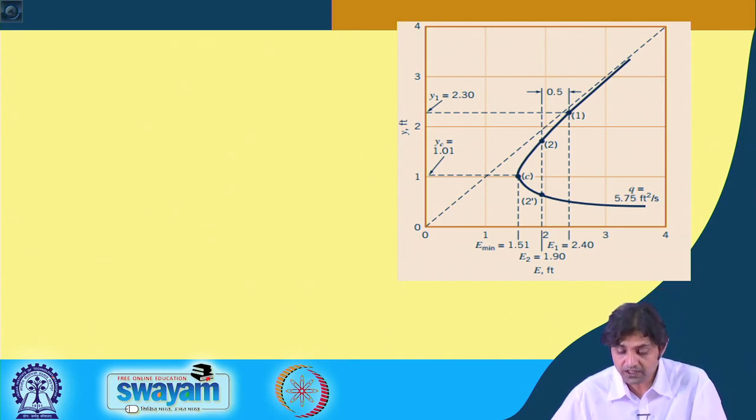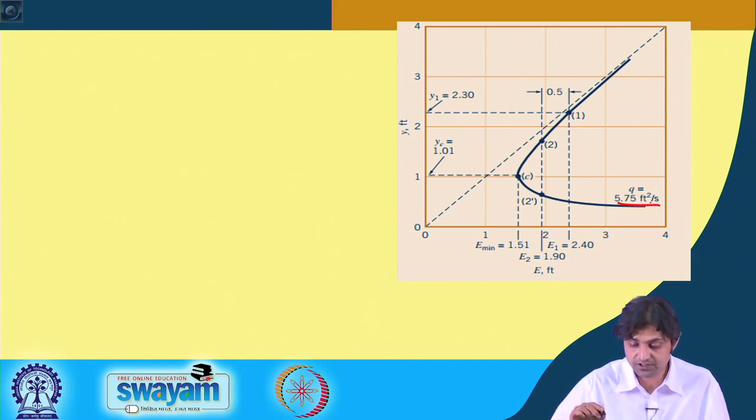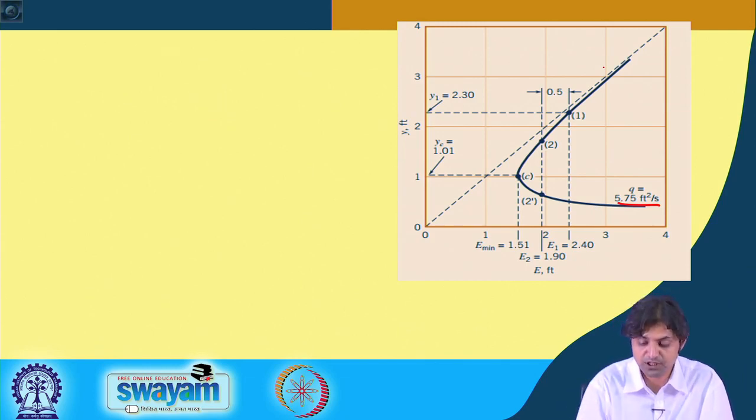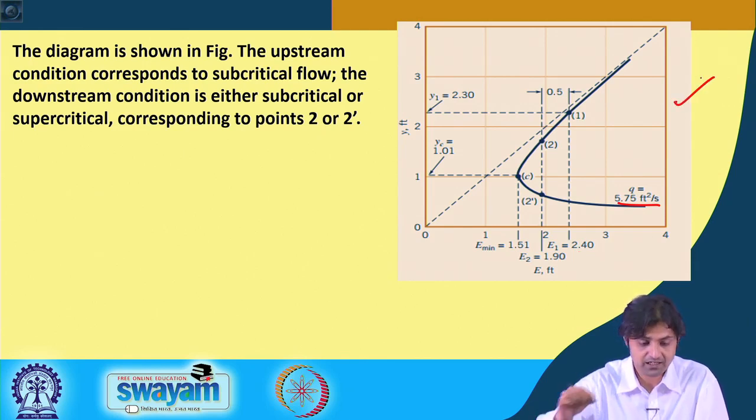So, if we plot a diagram, we will get something like this. For this Q, which is 5.75 feet square per second, this is the diagram that we get. We plot, we see that Y critical is going to occur at 1.01 meter, the E minimum, everything has been calculated if we plot this curve.